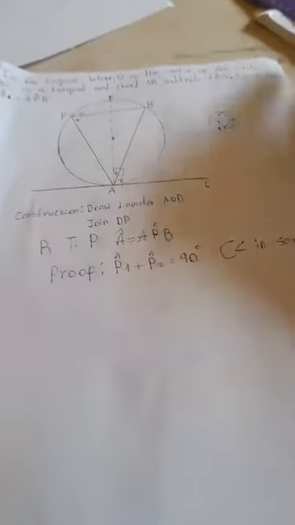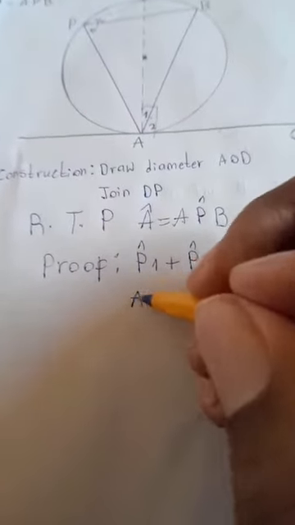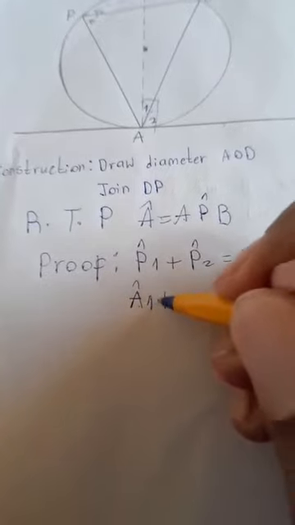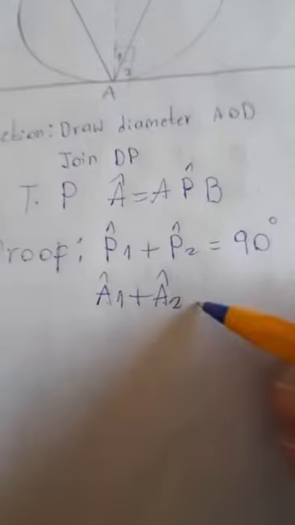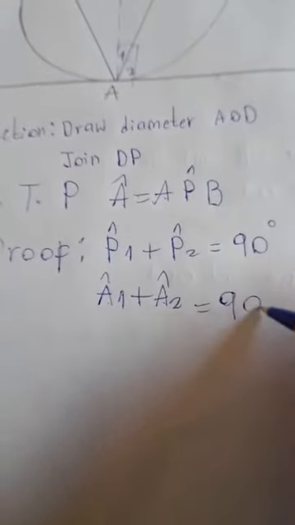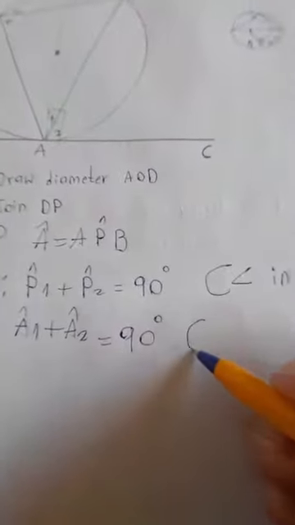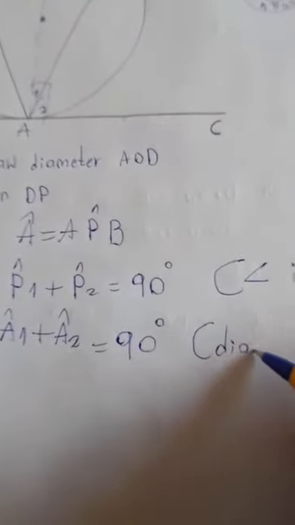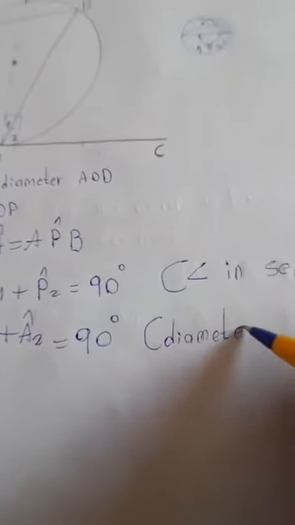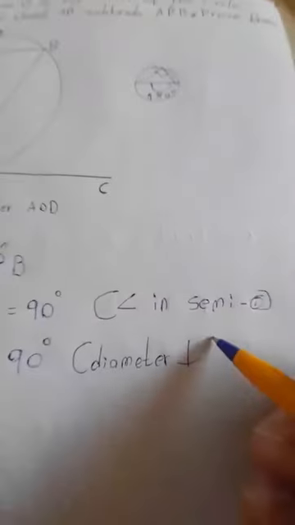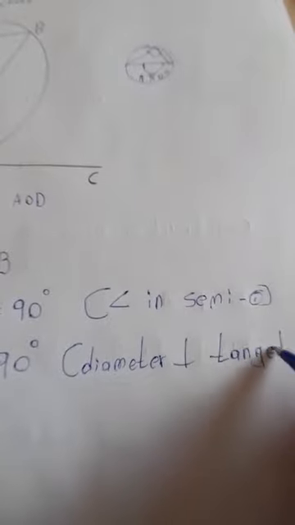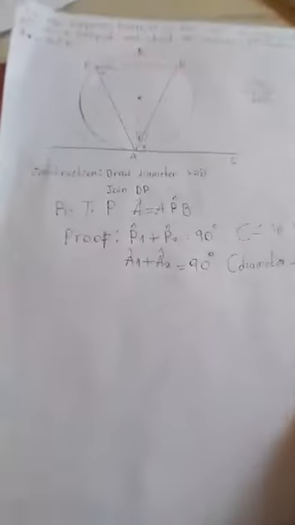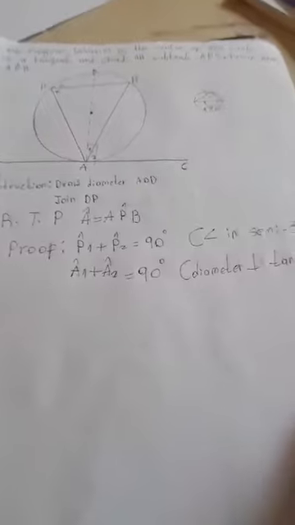And what can we say? We can say that A1 plus A2, remember these are angles, is equal to 90 degrees as well. The reason is that the diameter bisects the tangent. Diameter bisects tangent.